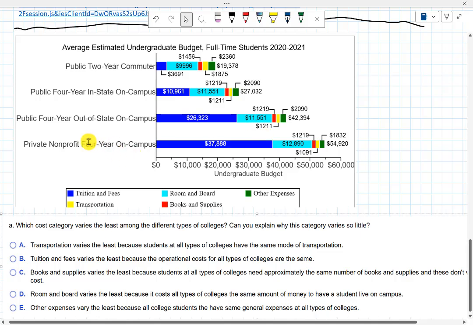So let's take a look at what possibilities we have. I'm going with books and supplies, and I back it up with the fact that if you look at these numbers here, you've got the 1456, but look, 1219, 1219, 1219. So it agrees in 3 different places. So books and supplies is what I would click right here, and let me read the rest of it. It varies the least because students at all types of colleges need approximately the same number of books and supplies.